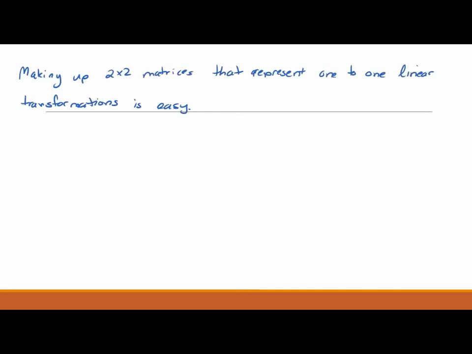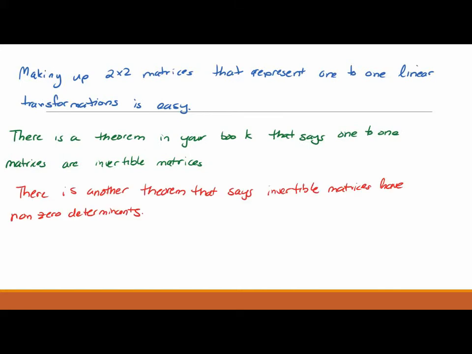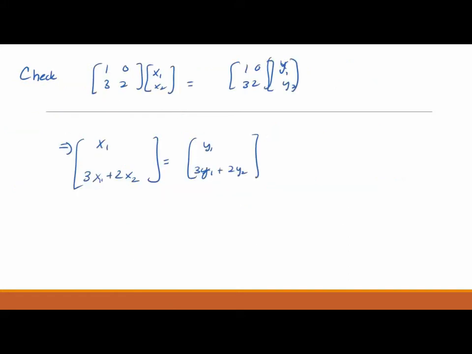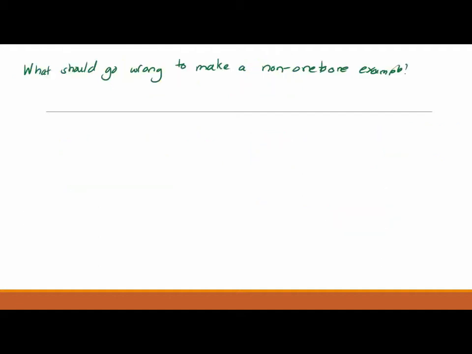So how do you make up these 2-by-2 matrices? I was watching you work, and I think you guys were just messing with the numbers, but since I know your book, there's a theorem in your book that says 1-to-1 matrices have to be invertible. And there's another theorem that says that invertible matrices have non-zero determinants. So I connected the two, and I just made up something that has a non-zero determinant, and just checked, is it 1-to-1? And indeed it was. Came up with the same work, so that x1 is y1 and x2 is y2, and that's the only solution possible.